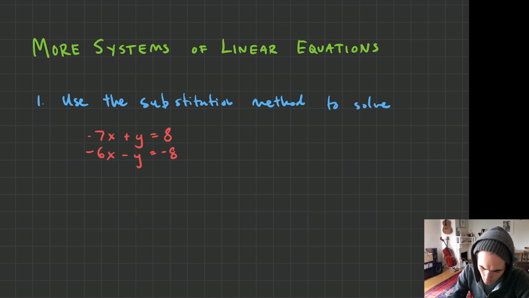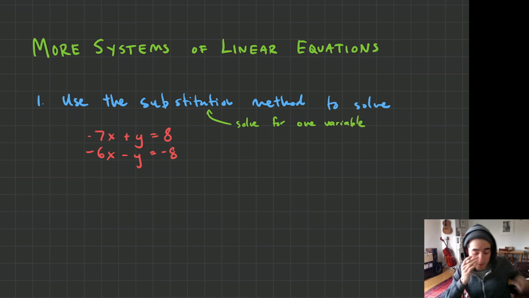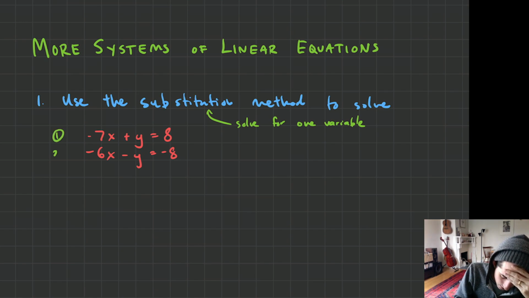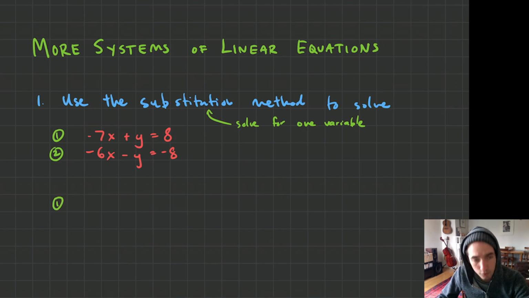The idea of substitution here is that we want to solve for one variable. Taking one of the equations, we solve for one variable, and then we plug that solution into that variable in the other equation. I'm going to call this equation 1 and this equation 2, and we're going to look at equation 1 and solve for y.